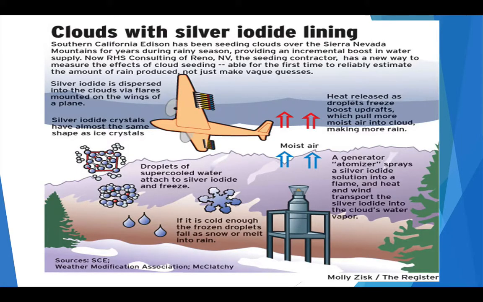As the generator works, it atomizes the silver iodide. By heating it up, the hot air takes it to the clouds, and it basically does the same thing.